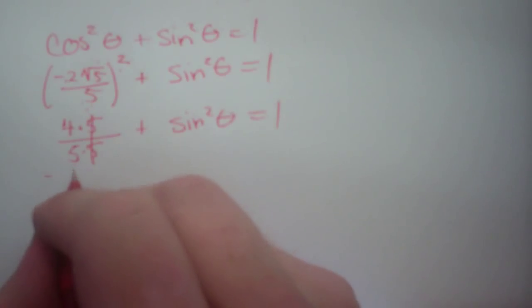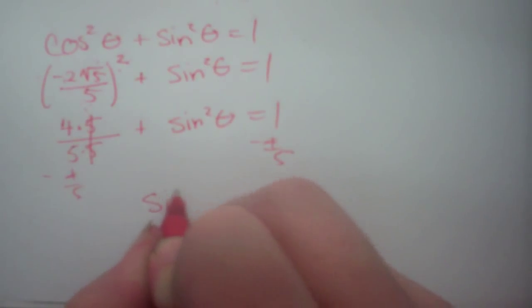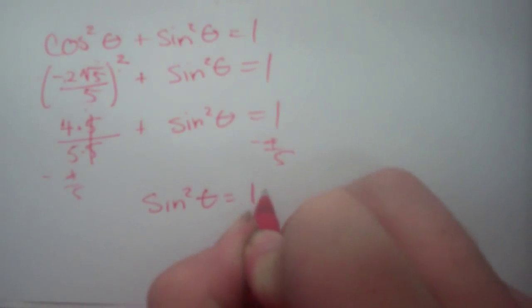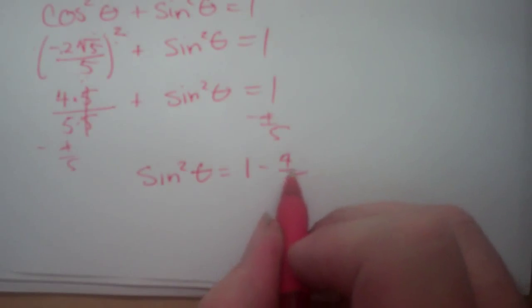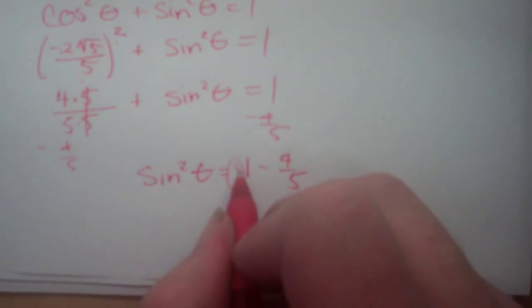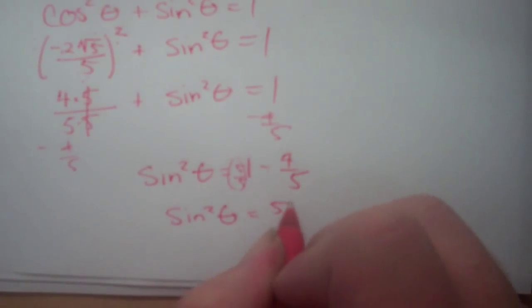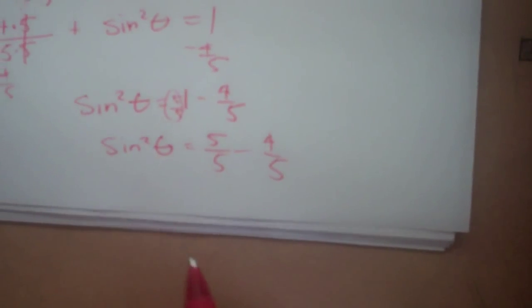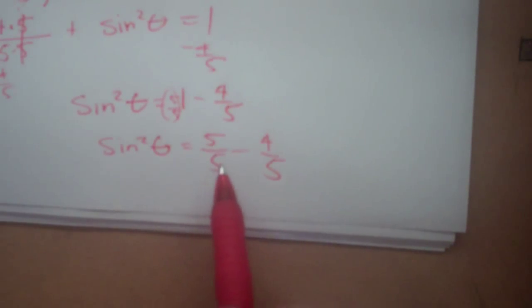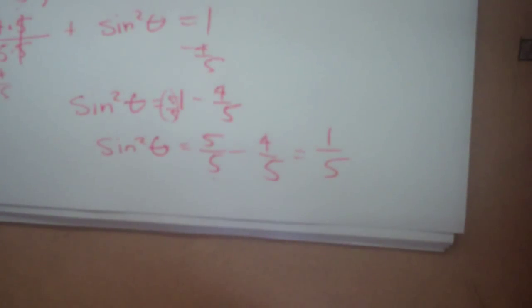I'm going to subtract 4/5 from both sides now. So this becomes sine squared theta is equal to 1 minus 4/5. To get a common denominator, we take that denominator and we multiply 5 over 5. So this is saying that sine squared theta is 5 over 5 minus 4 over 5. 5 over 5 minus 4 over 5 is just 1 over 5.